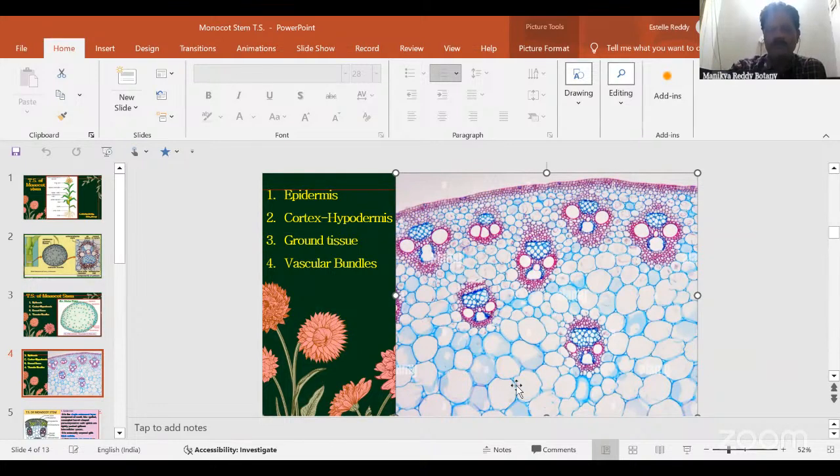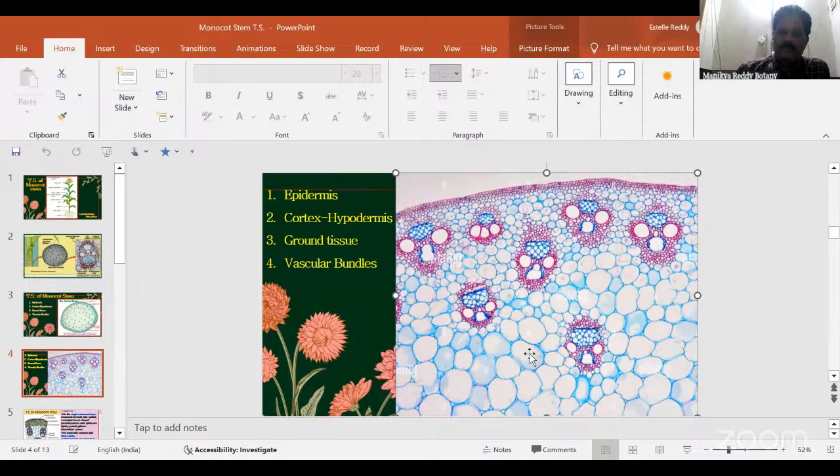The main role of ground tissue is storage. It stores food materials. Generally, it is colorless. Cells are colorless. They don't have any chloroplasts. They have leucoplasts. They store food materials, and sometimes in some plants, these cells also store water. The main function of ground tissue is storage.